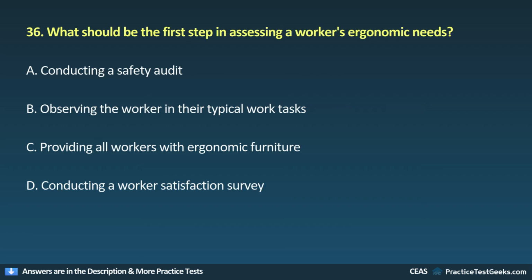36. What should be the first step in assessing a worker's ergonomic needs? A. Conducting a safety audit. B. Observing the worker in their typical work tasks. C. Providing all workers with ergonomic furniture. D. Conducting a worker satisfaction survey.